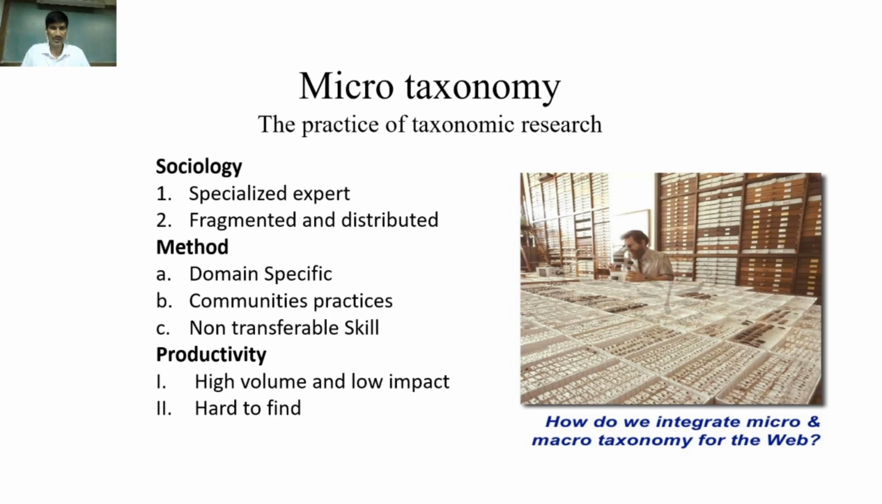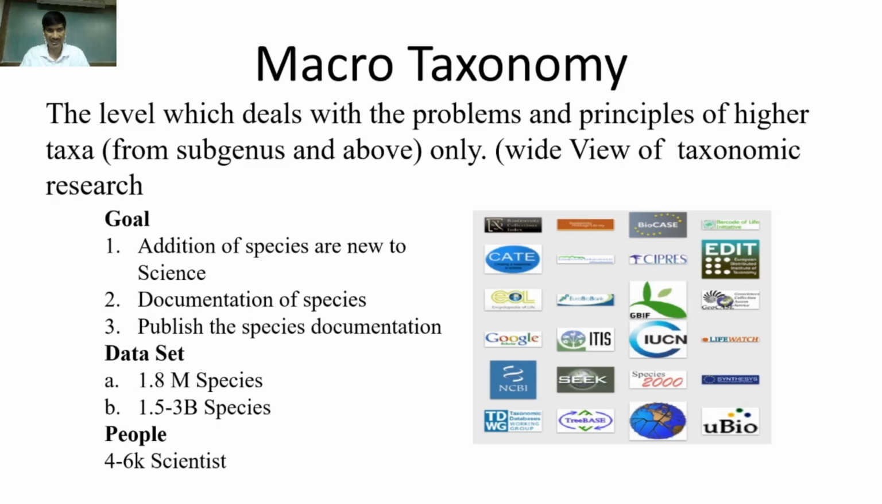Then the productivity of microtaxonomy: it is high volume but low impact. It is a smaller area with high volume but low impact to the community, and hard to find. For example, if anyone wants to identify different bees, they do not get it very easily, because expert people are not easily found in the community. And how do we integrate microtaxonomy and macrotaxonomy? We go to that in the next lecture, the next slide.